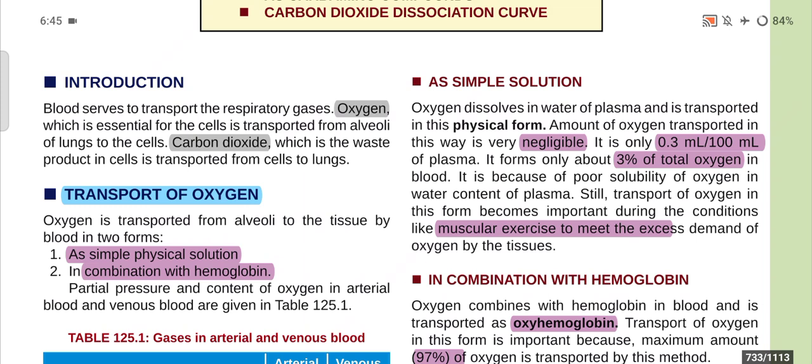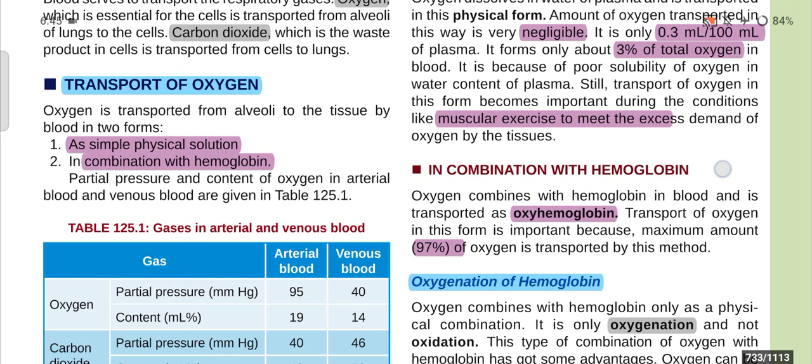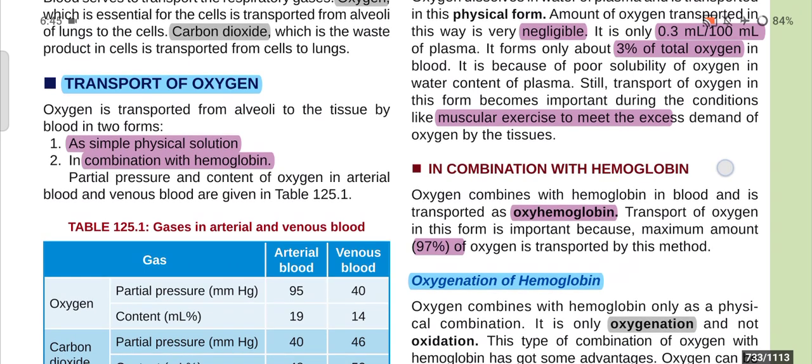As simple physical solution, it is nearly 0.3 ml per 100 ml of blood, and it is nearly 3% of the total oxygen supplied, and it is important because in case of muscular exercise, to meet the excess demand of oxygen, this method helps. Now in combination with hemoglobin, it is transported as oxyhemoglobin, and it is the maximum amount, that is 97% of the oxygen is transported by this method.